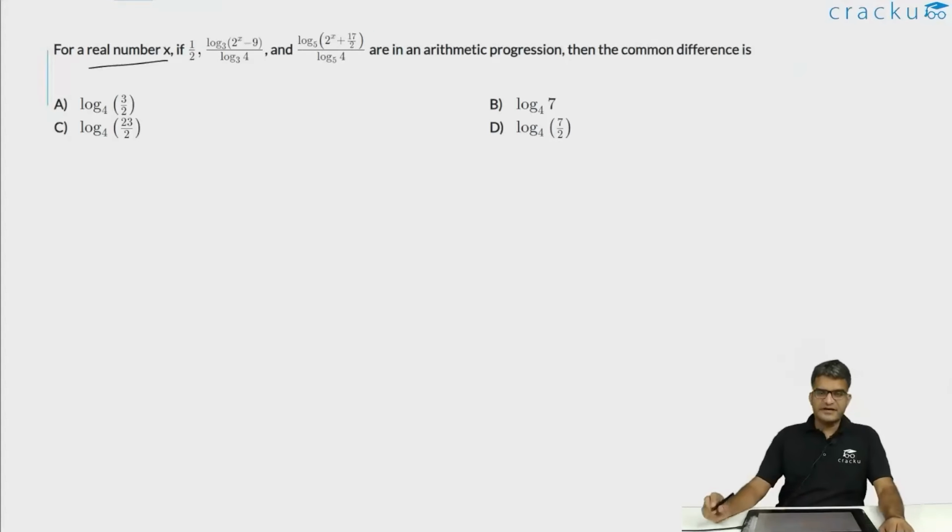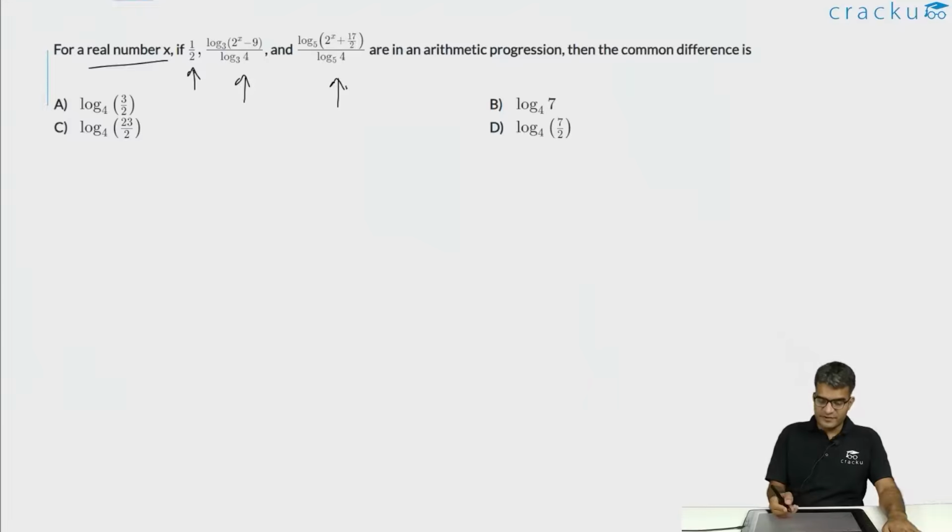In this question, for a real number x, we are told that three terms, 1 by 2 log of (2x minus 9) to the base 3 divided by log 4 to the base 3, log of (2 to the power x plus 17 by 2) to the base 5 divided by log 4 to the base 5, all of them are in arithmetic progression. We are asked to calculate the common difference of the arithmetic progression.